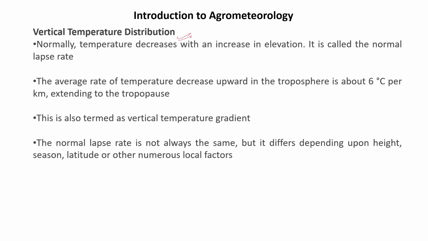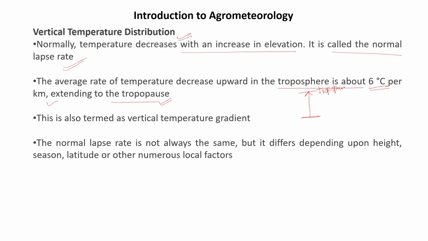Vertical temperature distribution. What we have seen in isotherms is the horizontal temperature distribution. Now there is a vertical temperature distribution. Normally temperature decreases with an increase in elevation, and it is called the normal lapse rate. The average rate of temperature decrease upward in the troposphere is about 6 degrees centigrade per kilometer, extending to the tropopause. So this normal lapse rate starts from the Earth's surface and reaches up to the tropopause.